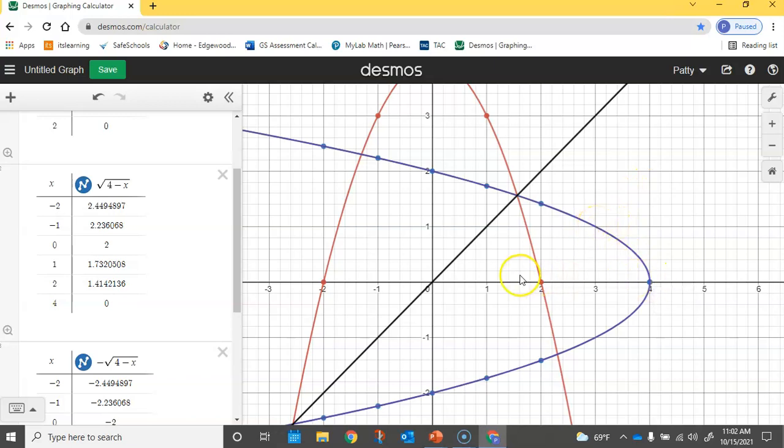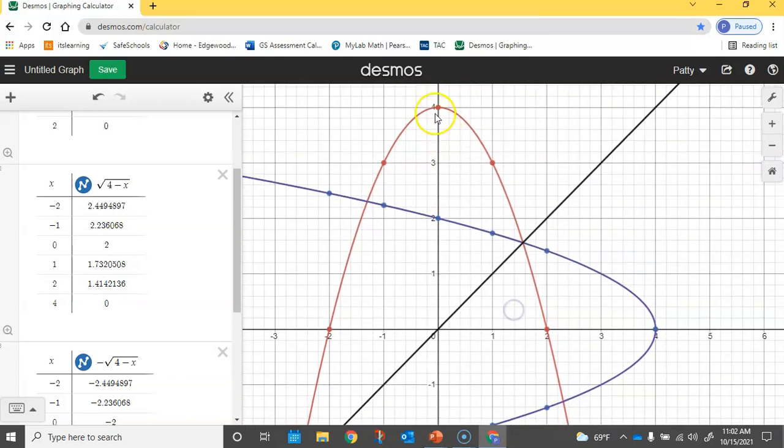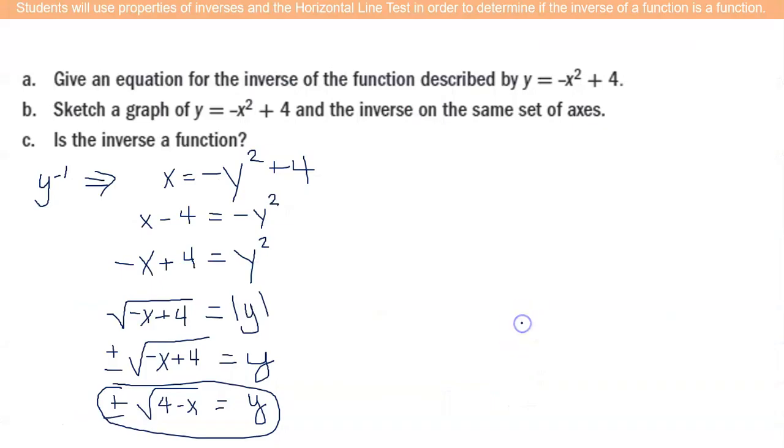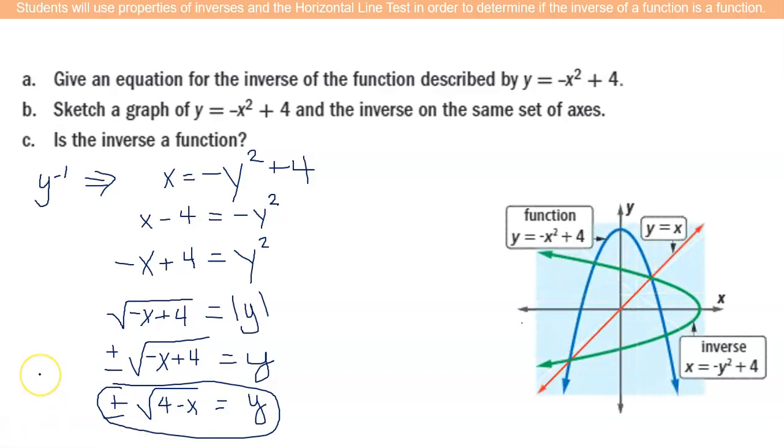I also have 4, 0 on the inverse, and on the original I had 0, 4. Here I had the ordered pair 0, 2 on the inverse, and 2, 0 on the function. I had -2, 0 on the inverse, and 0, -2 on the function. So all we did was switch our x's and y's. So if we go back to our PowerPoint, there's what our graph looks like.